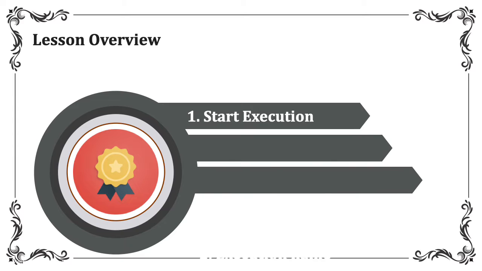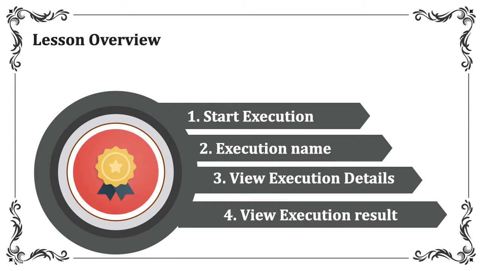In the previous lesson we created a state machine and we are now ready to start an execution. In this lesson we will learn in 4 sections. The first section is how to start an execution, then we will give an execution name and we will view the execution details, and finally we will view the result of an execution.